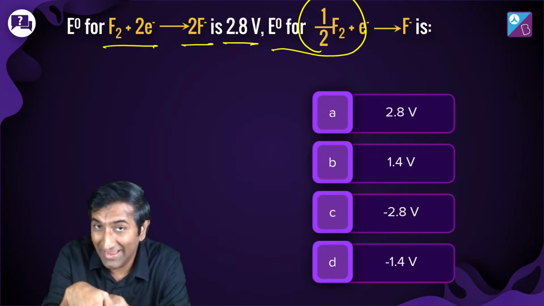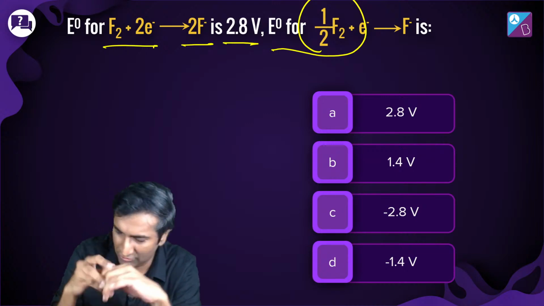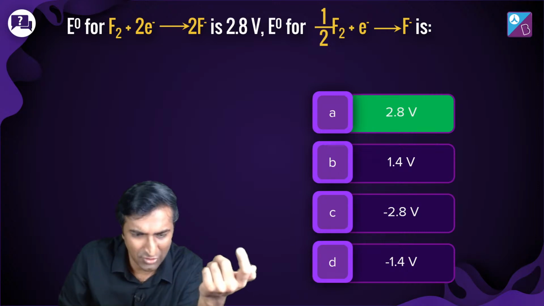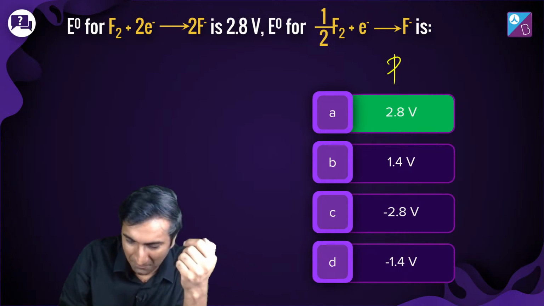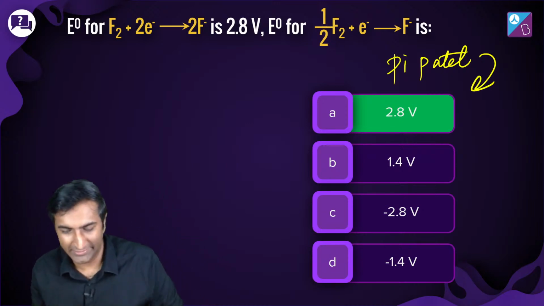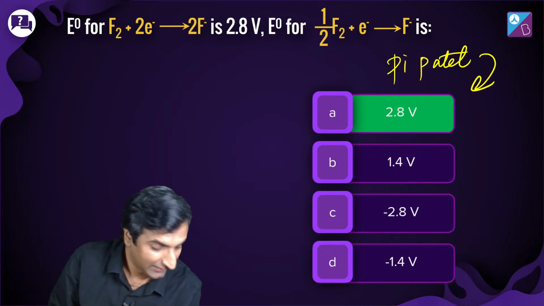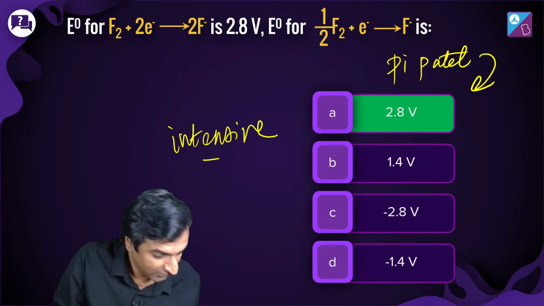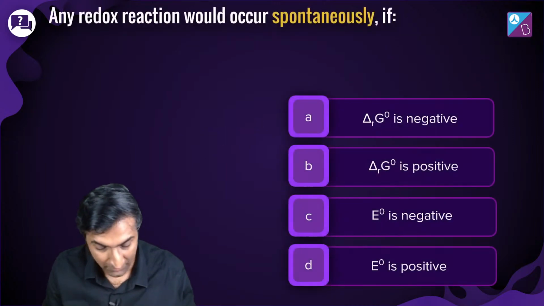A question like this has come in JEE. This is not a JEE Main question, obviously. But yes, Pi G, absolutely. It's not changed. Pi Patel is right. Once again, Pi Patel strikes. 2.8 volts it is. Why? Because it is an intensive property. The number of things does not matter here. Sweet. Okay, great. Good job.